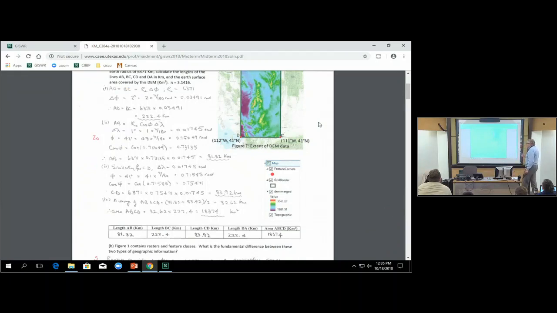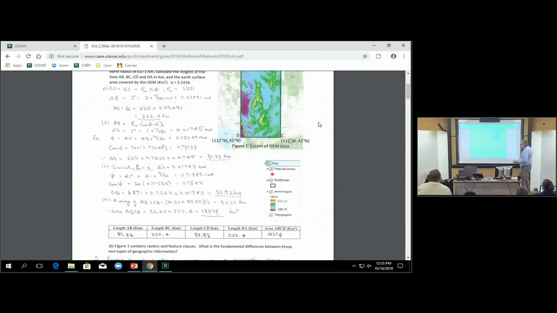Then as you go across for AB and CD, you've got RE cosine of phi times delta lambda. In this case the delta lambda is just 1 degree, which is 0.01745 radians, and the cosine of phi depends on whether you're at 43 degrees at the top or 41 degrees at the bottom. At the top it's 43 degrees and it comes out to 81.32 kilometres, and at the bottom it's 41 degrees and it comes out to 83.92 kilometres.